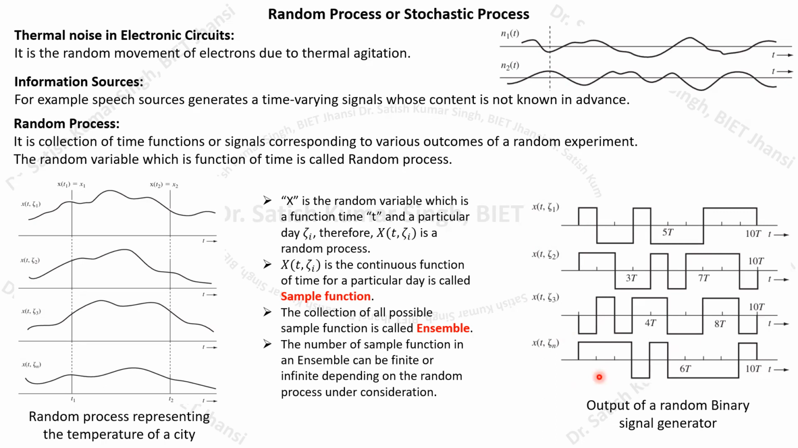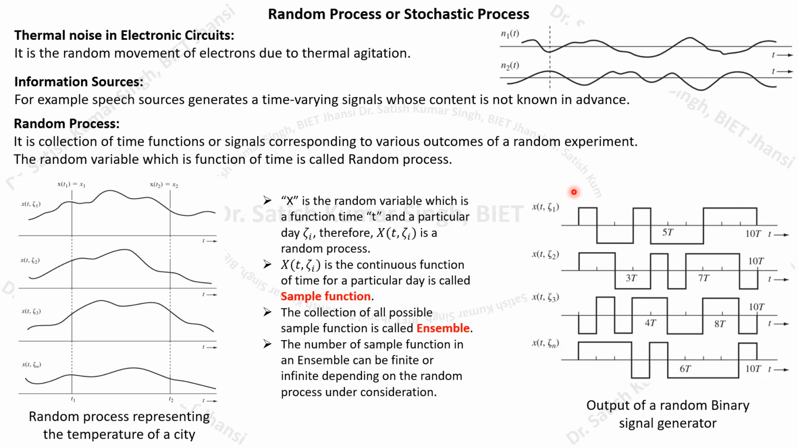At that moment, there are 2 to the power 10 such possible outcomes. So there will be a total of 2 to the power 10 possible outcomes. And at what point of time, what will be the pattern of the output of a random binary signal generator, we cannot ascertain. We are not able to tell which particular pattern is going to occur. Therefore, the output of the binary signal generator is also a random process.